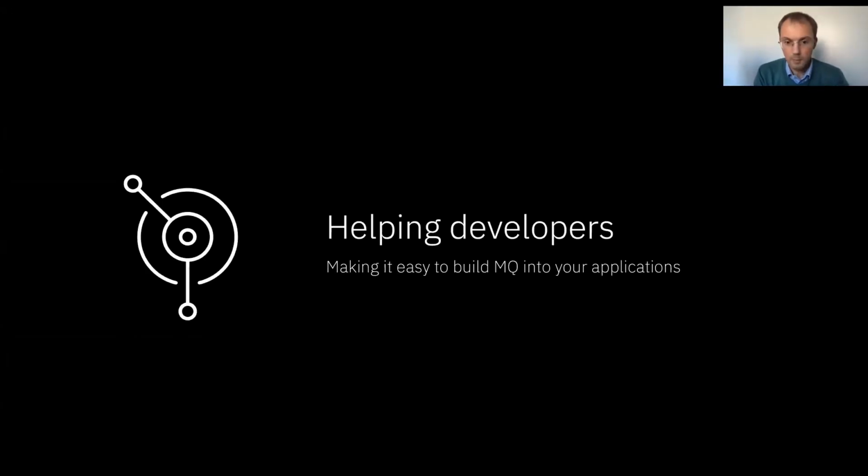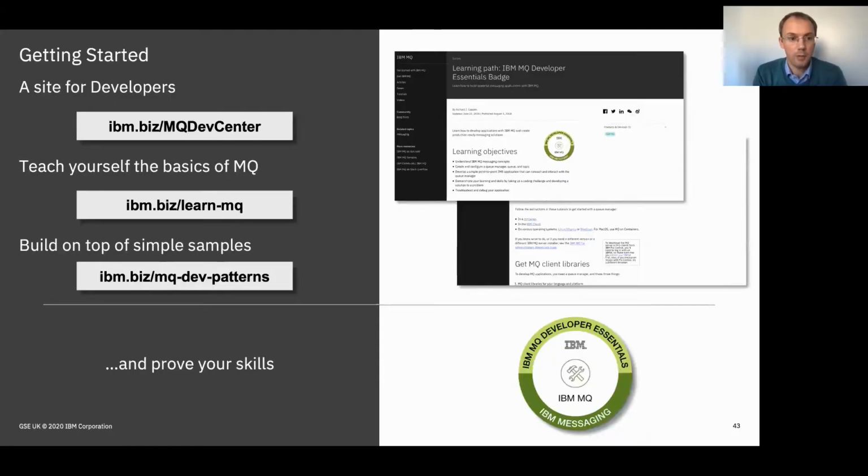So we've got 10 minutes left, so we can have a look at some of the developer enhancements we've made. Firstly, we have a new site for developers to go to where they can access tutorials and useful resources to help them build applications, including a developer badge that you can achieve to have a digital credential to say that you've got a basic understanding of MQ and how to build applications.